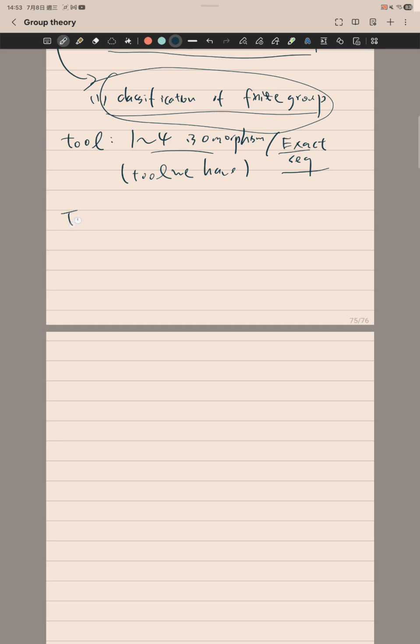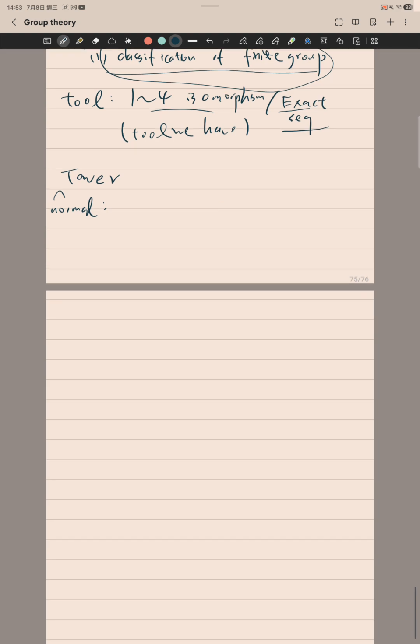Okay, so to do this, we need to introduce an idea called the tower, basically a normal tower. Let me just write down something. So there's a lemma here. This lemma says that if I have a group homomorphism f from G to G prime, and if I take some normal subgroup H prime of G prime, I can consider f inverse of H prime.